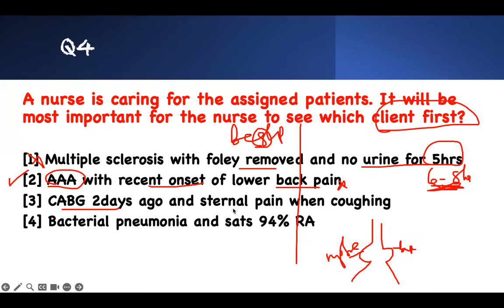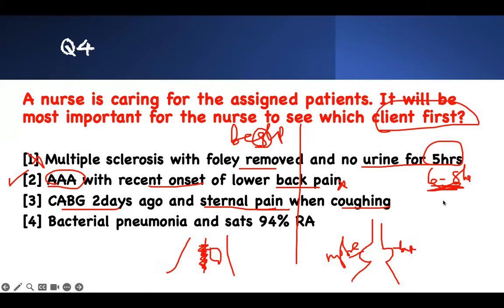CABG, okay, 2 days ago, and sternal pain when coughing. So CABG 2 days ago, what is the problem? They have sternal pain when coughing. This is your chest. I crack your chest, and I go into your heart, fix your heart, and I close your chest with the wires, sternal wires. This is the wire. It's so thick, you can even cut your fingers. If you cough, do you think he's going to feel good? No, you're going to have pain.